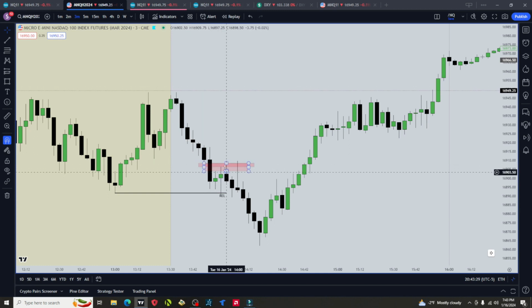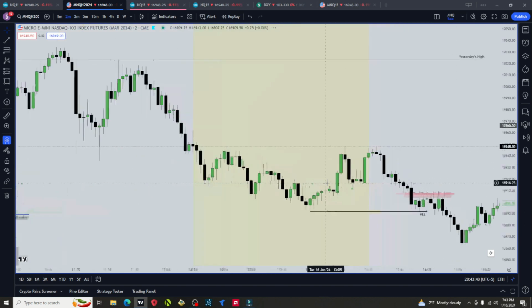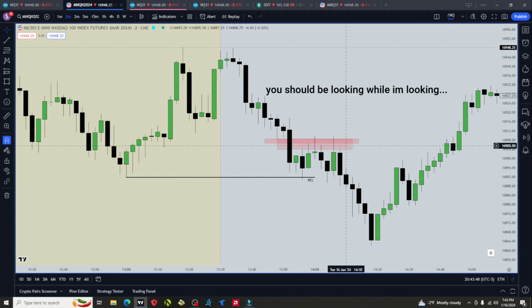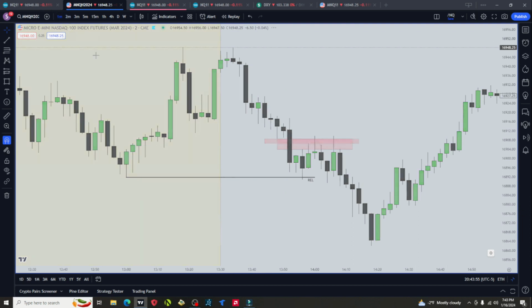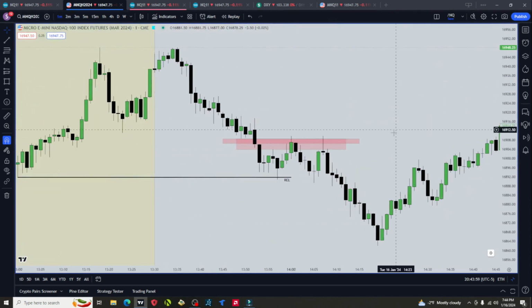But I'm going to keep going to a lower time frame and see if there's anything that could give me a better entry. 2-minute. Not really seeing anything better. The fair value gap is still there. And go down to a 1-minute. Here we have a higher fair value gap and a lower fair value gap.